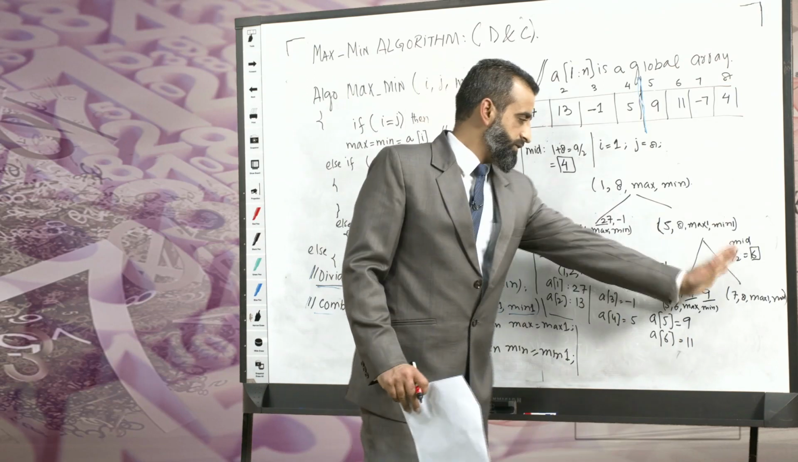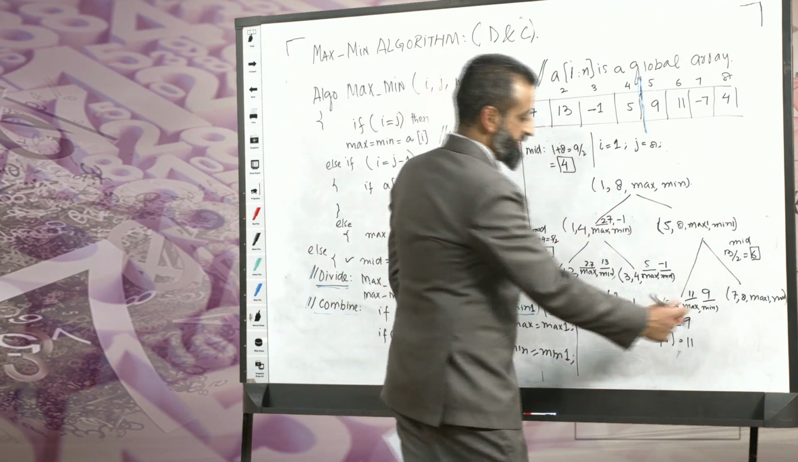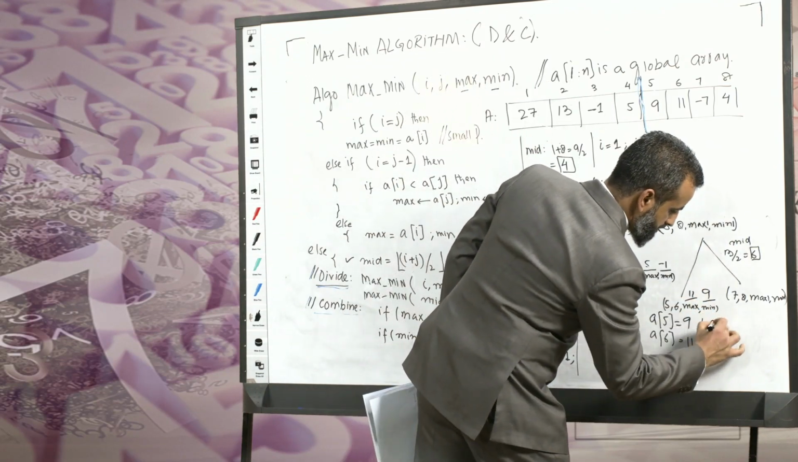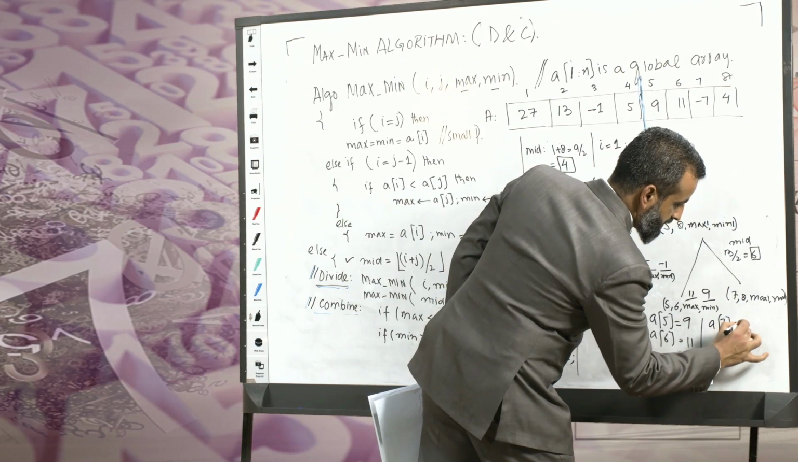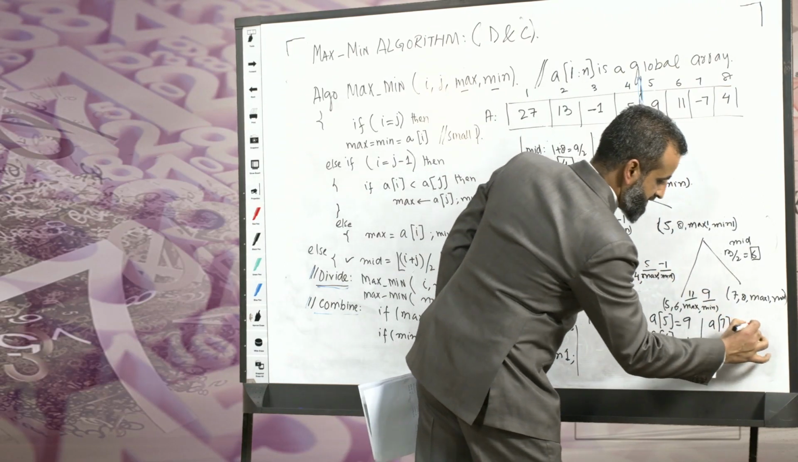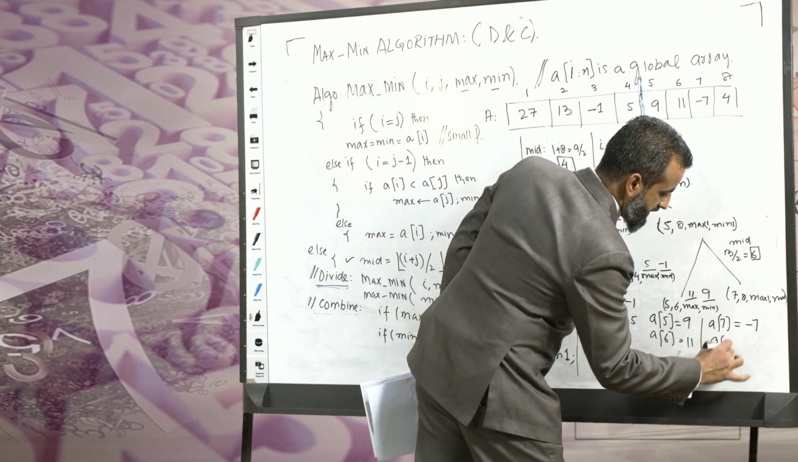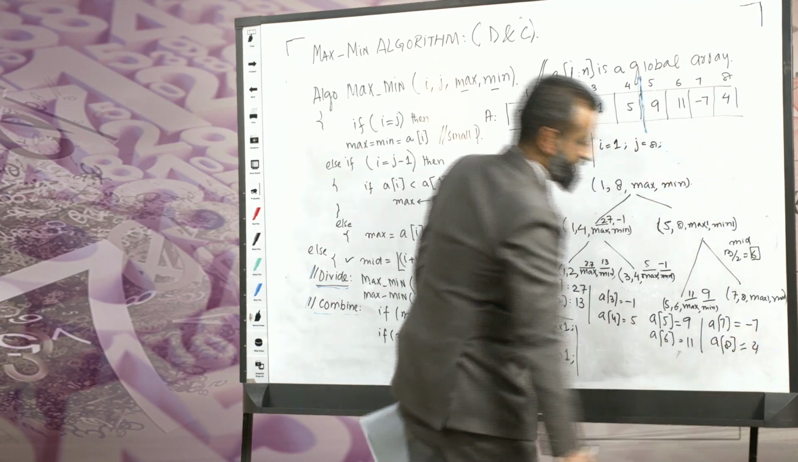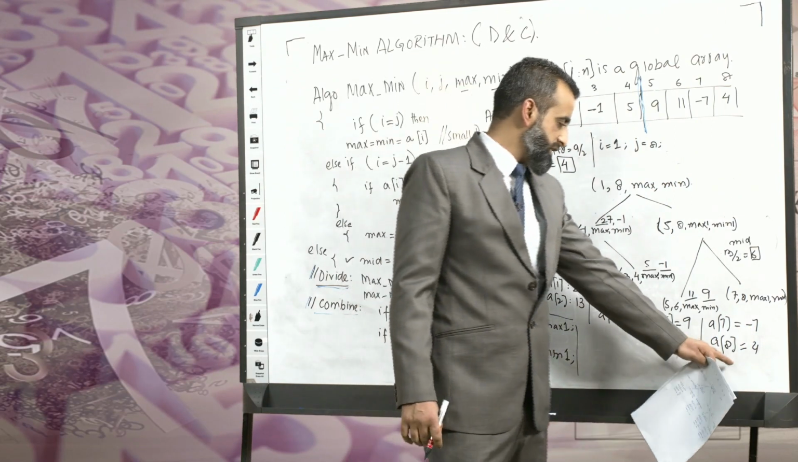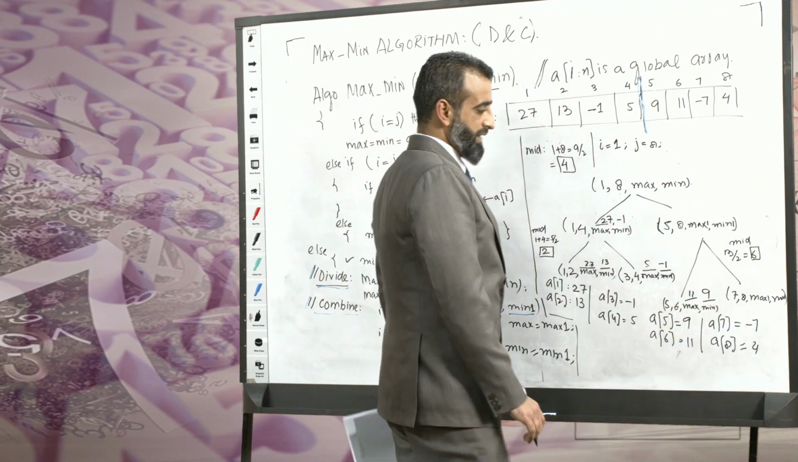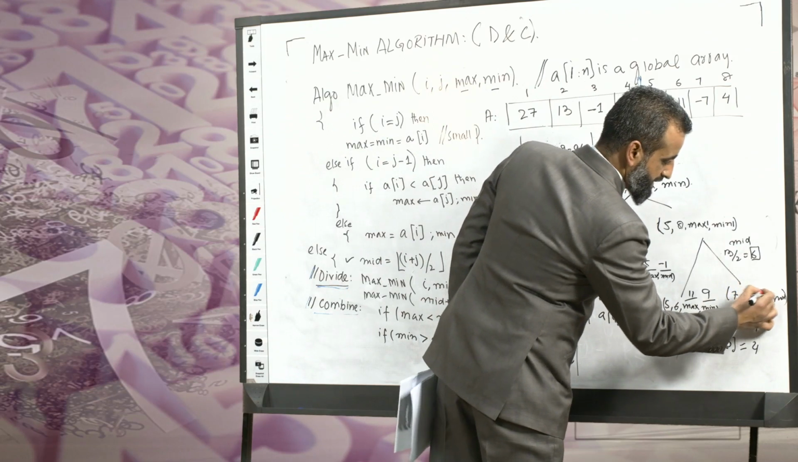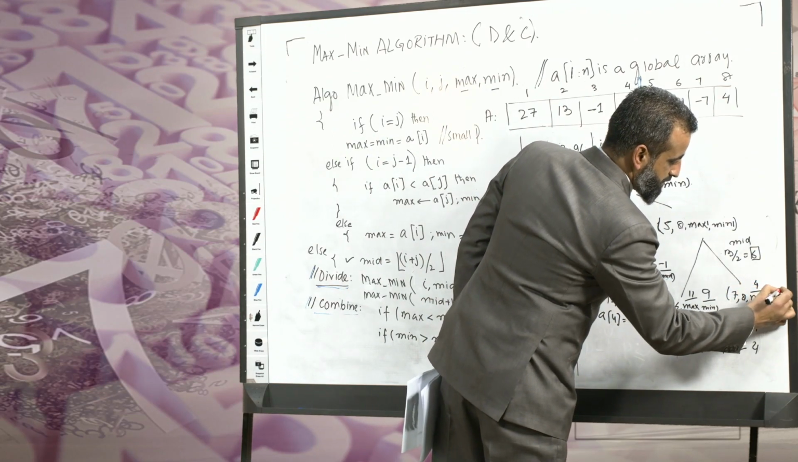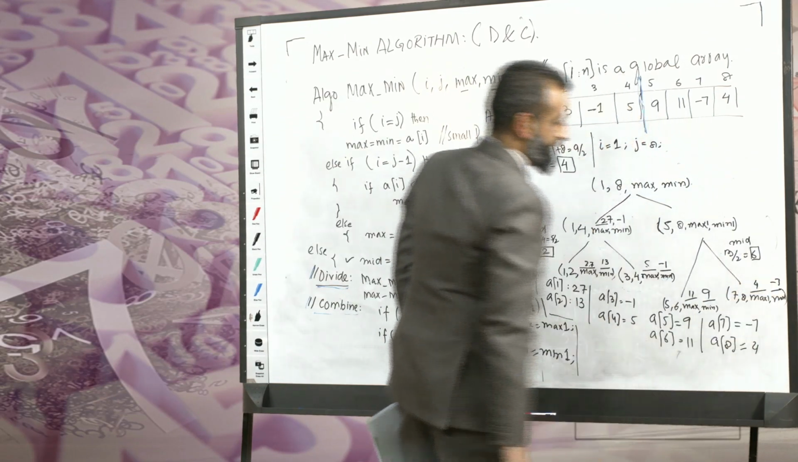Let's look at the other half of the same problem. In this case, a of 7 is pointing towards minus 7, and a of 8 is now pointing towards 4. It's very obvious that 4 is the larger value of the two, and minus 7 is the smaller value. So my max 1 will store a 4, and my min 1 will store a minus 7.